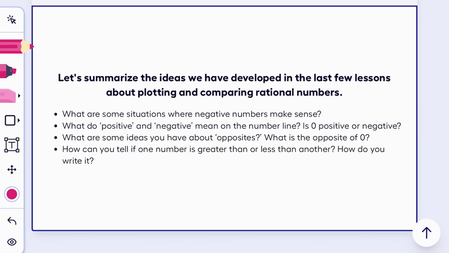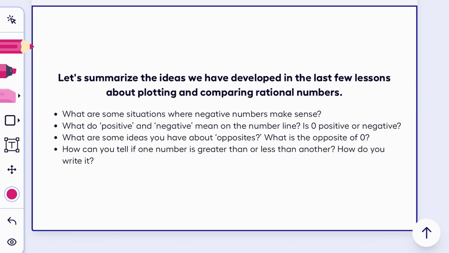Okay, to summarize what we learned, what are some situations where negative numbers make sense? Elevation, temperatures, this vending machine situation. What do positive and negative mean on a number line? Is 0 positive or negative? Positive just means it's to the right on a number line, whereas negative means it's to the left of 0 on the number line. 0 is not positive or negative, it's neutral.